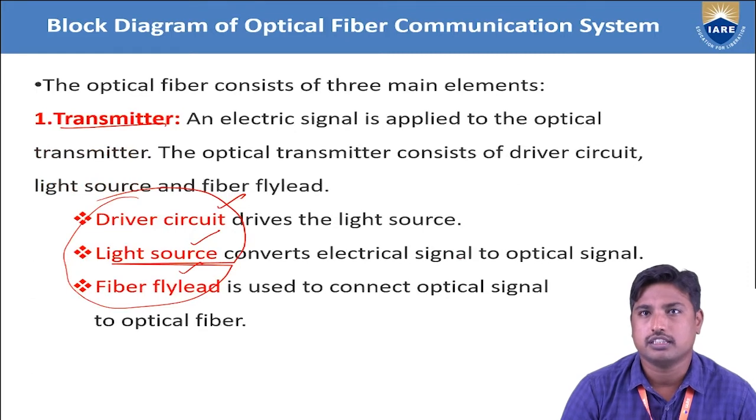Transmitter consists of three sections here: drive circuit, light source and fiber pigtail. Usually the transmitter is used to convert the electrical signals into the optical signals and inject them into the optical fiber cable or the transmission channel. The three main parts are drive circuit, light source and fiber pigtail. Drive circuit drives the light source from the input, converting the electrical signals into optical signals, and fiber pigtail is used to connect the optical signals to the fiber.